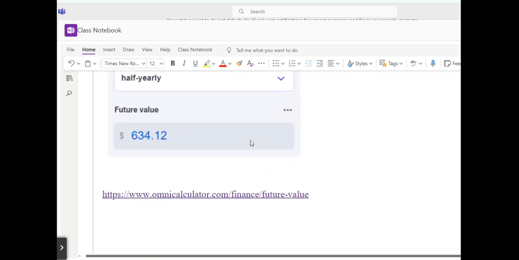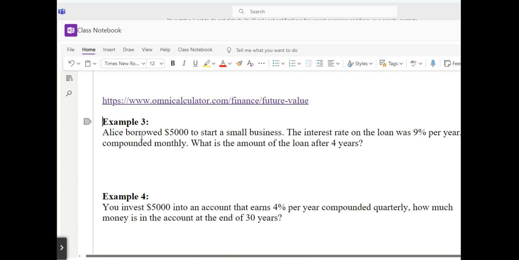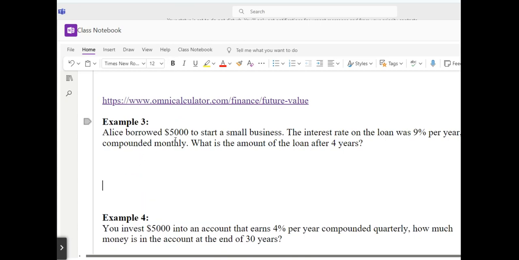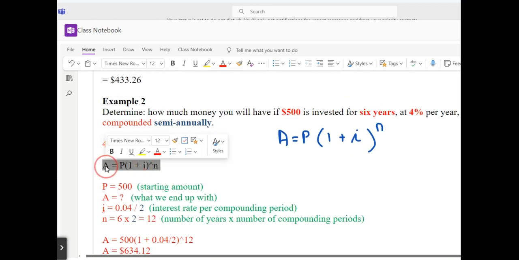Okay. So let us try out this next one. We have Alice, who borrowed $5,000 to start a small business. The interest rate on the loan was 9% per year, compounded monthly. What is the amount of the loan after 4 years? Okay. And so this will use the same kind of thing as before, so it'll use this formula.